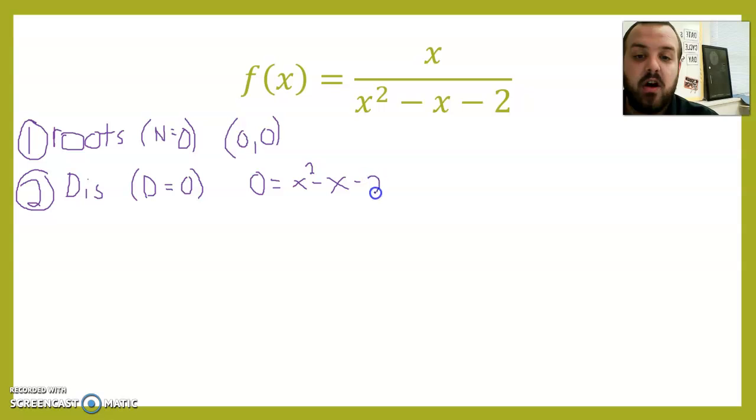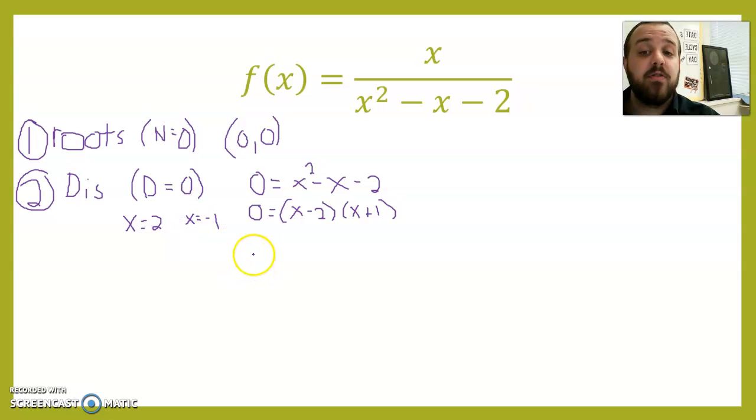I'll factor to solve. In this case, we're going to get that 0 equals x minus 2 times x plus 1. And I'm going to get two discontinuities. I'm going to get a discontinuity at x equals 2 and a discontinuity at x equals negative 1. Neither of these show up as roots, neither of these factors will cancel anything in the numerator, so both of these will be vertical asymptotes, and I will label them as such.